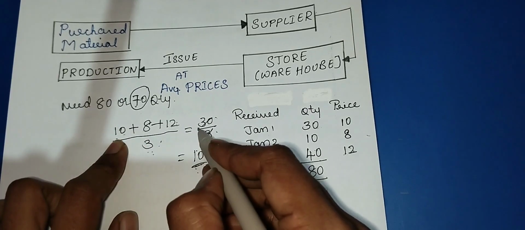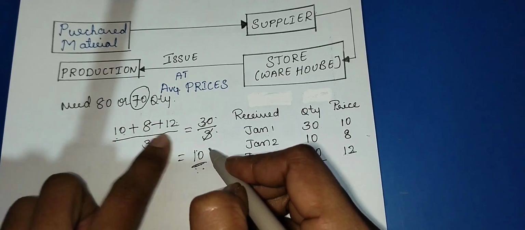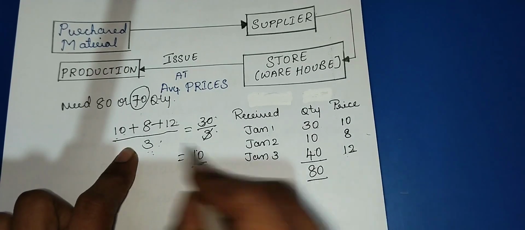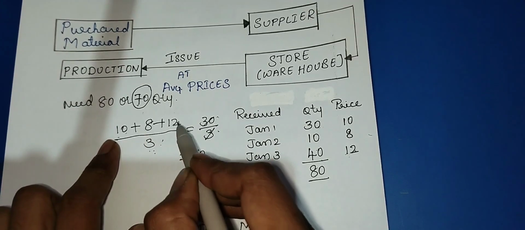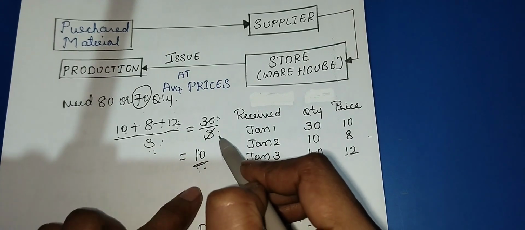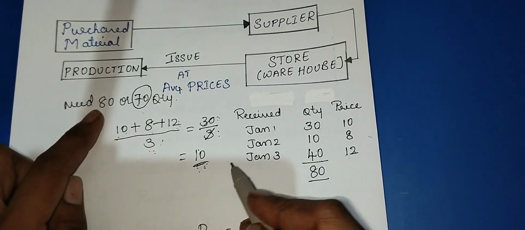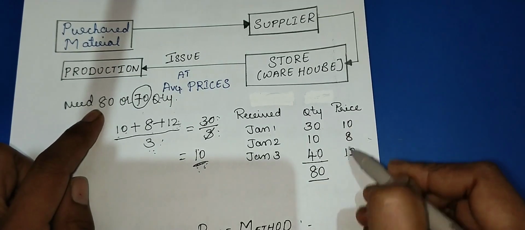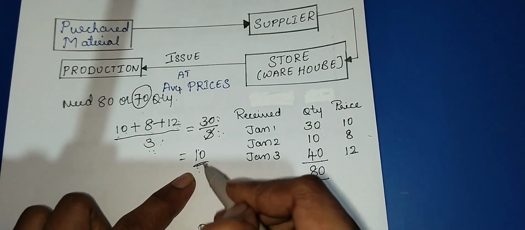How do you select the price of that quantity for this 70? That is the average price. You add the three different rates and divide by 3. So 10 plus 8 plus 12 is 30, and 30 by 3 is 10. The average issue price will be 10. If it is 80, again you take all the quantities, 30 plus 10 plus 40, and again 10 plus 8 plus 12 is 30 by 3. The average price will be 10.